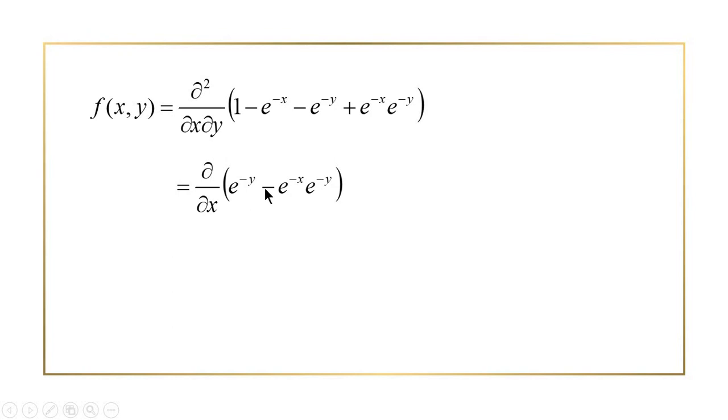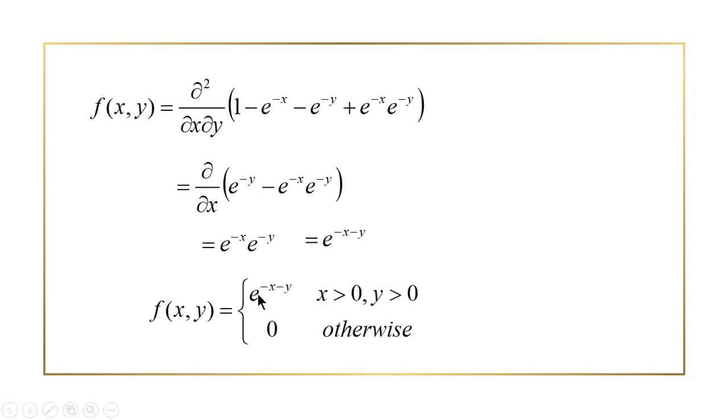This is constant, 0, whereas e raised to minus y is constant, and differentiation of minus e raised to minus x is e raised to minus x itself, so we get this function. Thus e raised to minus x minus y is the joint PDF of F of xy. So we have written the joint PDF where x is positive and y is positive. We got these limits from the distribution function. I hope you have understood this. Thank you.